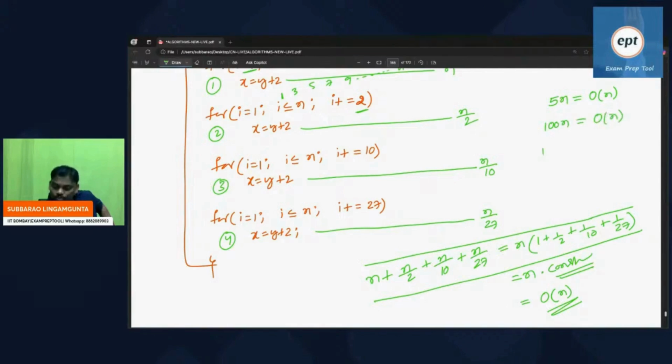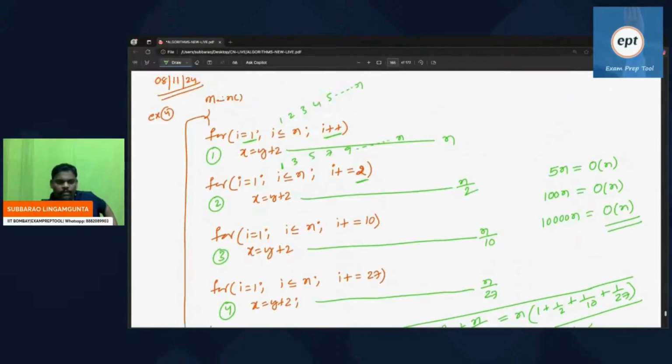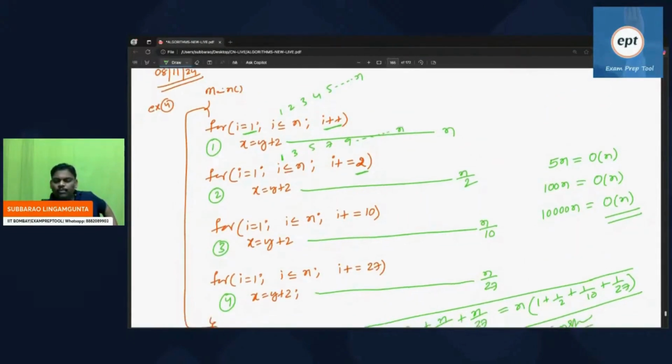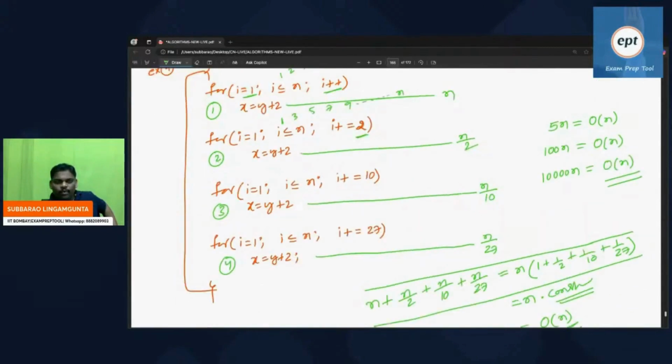Suppose 10,000 n, then also you can write big O of n. So be careful. It's a nice problem. Please take care. Time complexity of this problem is big O of n. Omega, theta, we will see afterwards. Omega, theta also.